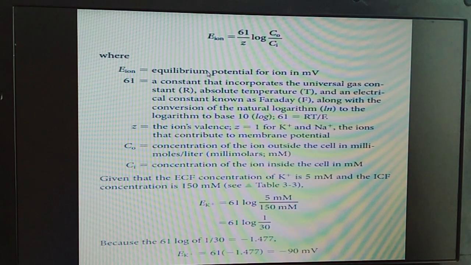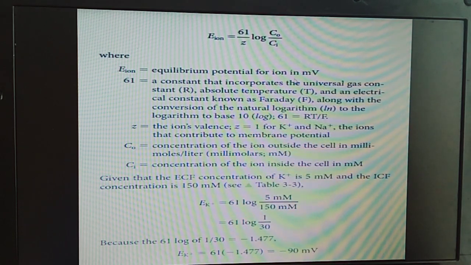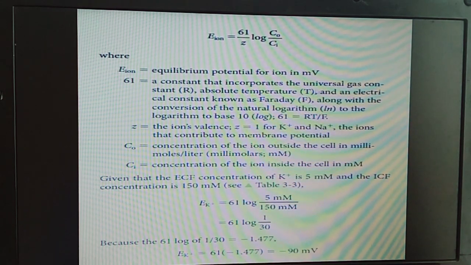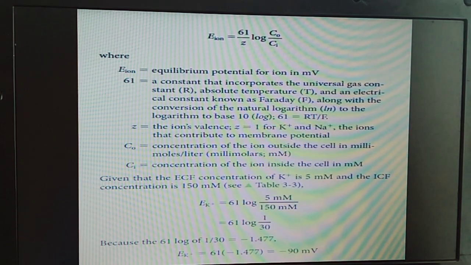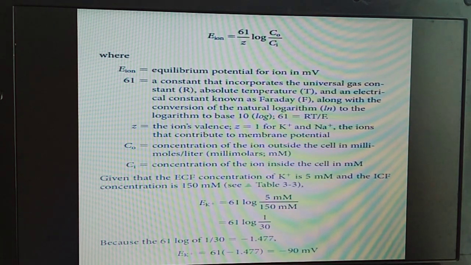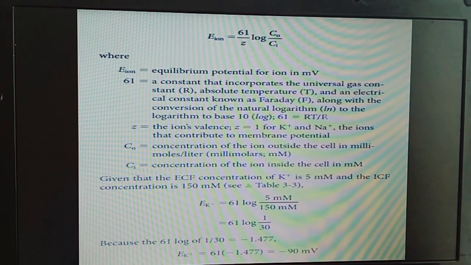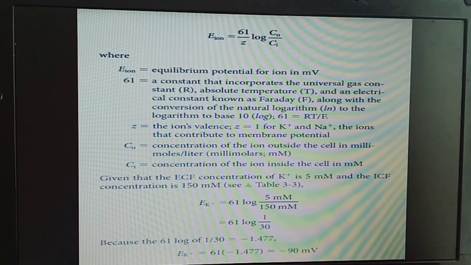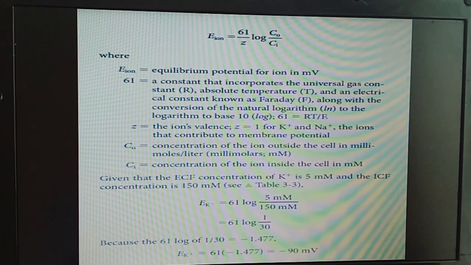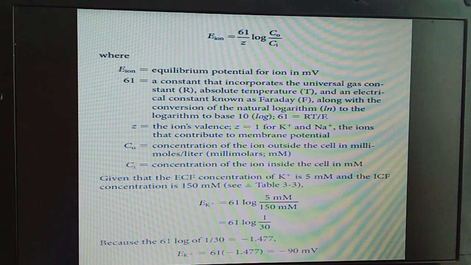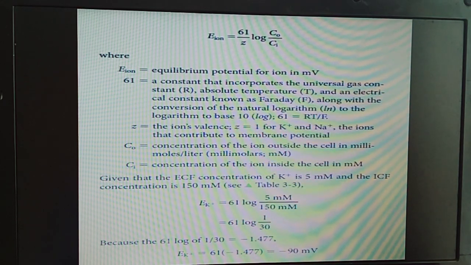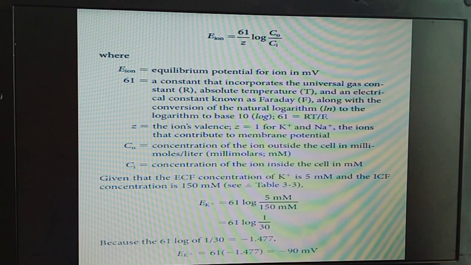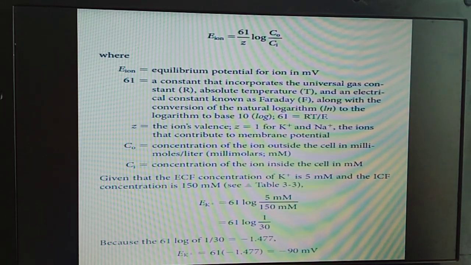So the E ion, as I said, stands for the equilibrium potential for an ion, given in millivolt. 61 is basically a constant that incorporates the universal gas constant, absolute temperature, and an electrical constant known as Faraday, along with the conversion of the natural logarithm ln to the logarithm to base 10. Z stands for the ion's valency. Since we have to calculate for potassium or sodium, the valency of both ions would be 1. C_o is the concentration of the ion outside the cell in millimole per liter, and C_i is the concentration inside the cell in millimole per liter.